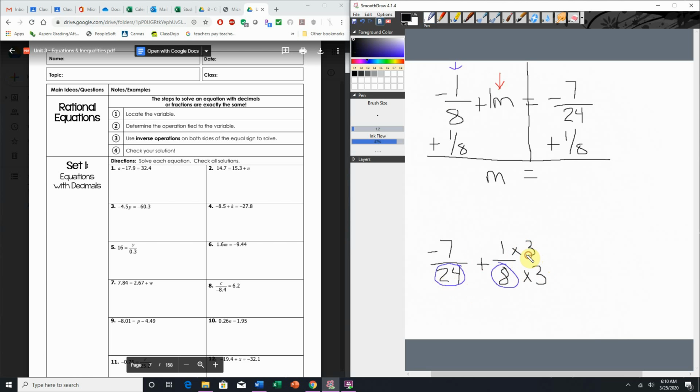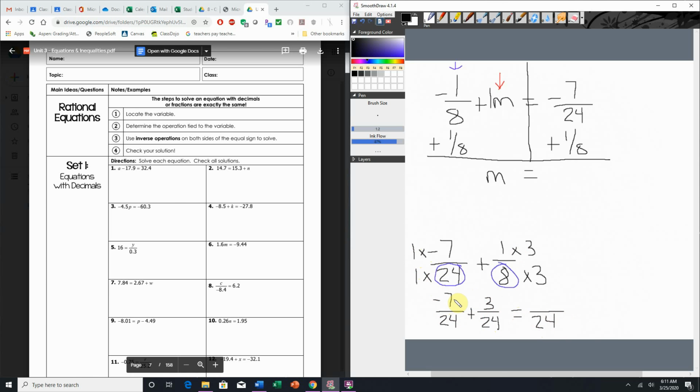And remember, whatever we did to the bottom, the denominator, we have to do to the numerator as well. And just for showing out our steps, we're going to multiply 24 by 1, just so we know it's going to stay as 24. So 1 times negative 7 will give us negative 7 over 24 plus 3 over 24. Okay, so we know our denominator is going to stay the same. We're going to keep it as 24.